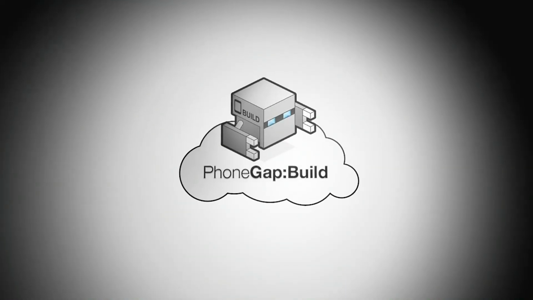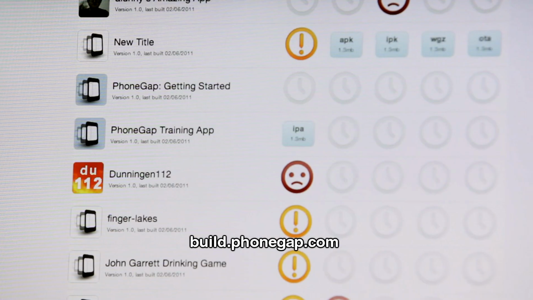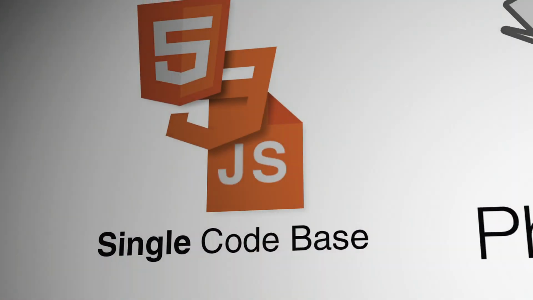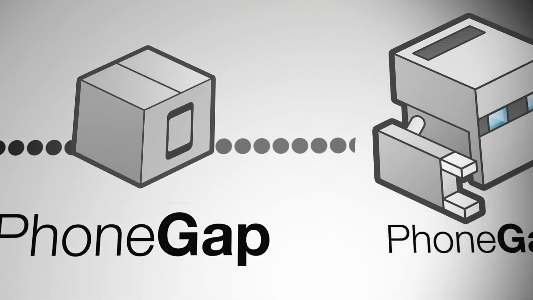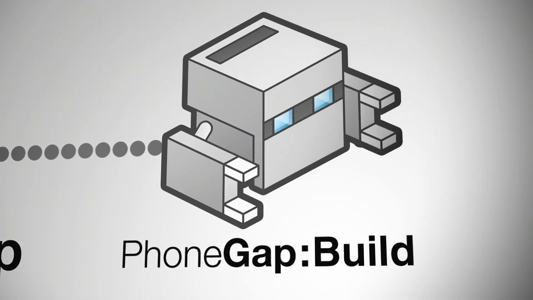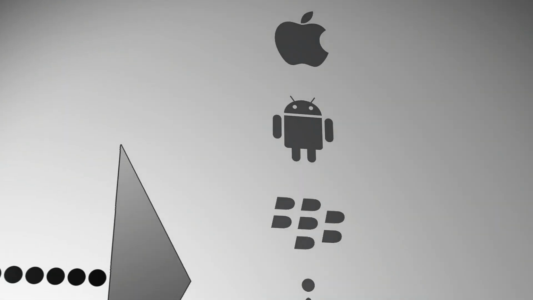PhoneGap Build is a cloud-based service that lets you compile and do a lot of the development with PhoneGap. You upload it to our servers where we actually do the build process for you. So you don't have to go and download all these different SDKs and toolkits to get set up to build with PhoneGap. We take care of all that for you.